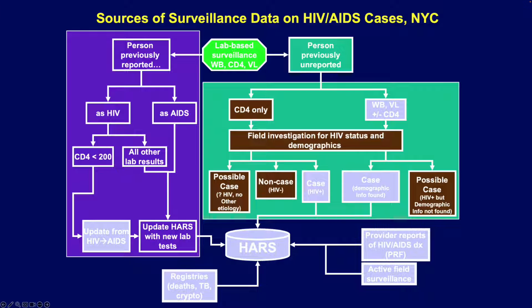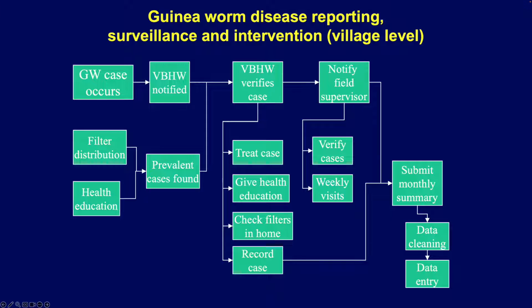And you've seen these types of flowcharts before. This is actually a flowchart that I created in the process of evaluating the surveillance system for HIV/AIDS in New York City. And this level of detail is really what you need to help get into the details when you're going through this process. And here's another example of a flow chart for surveillance system operations that we saw last week.